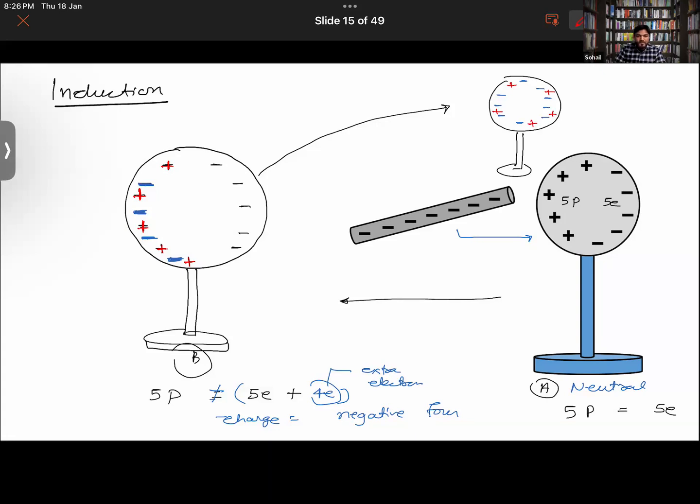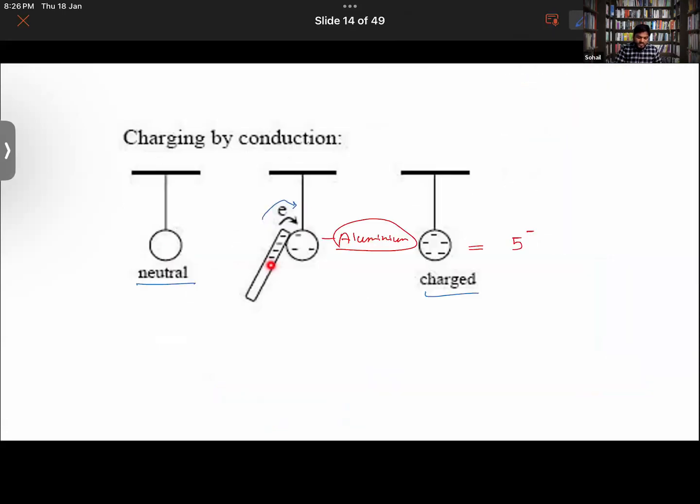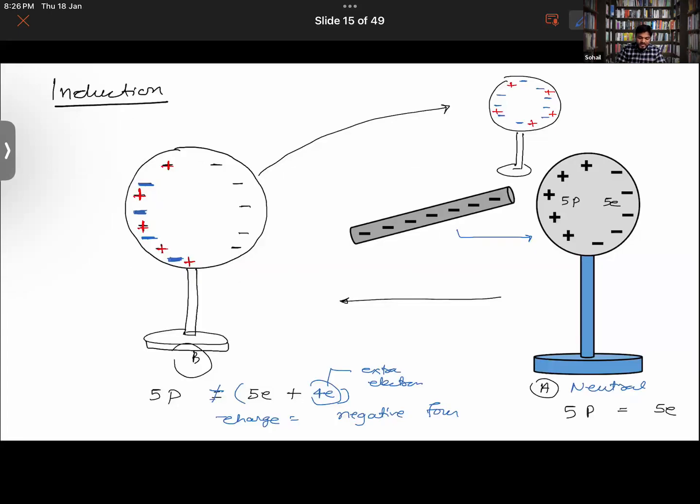Yes, sir. But I didn't understand the difference between conduction and induction. See, basically in conduction, what was happening? The charged body was in contact with the conductor. While in this case, it is not in contact now. That is the main difference between the two. In induction, you don't bring the two bodies into contact with each other. The process of induction is this.